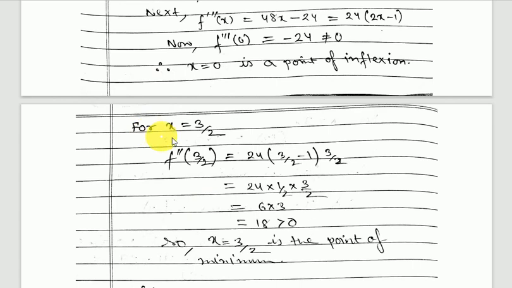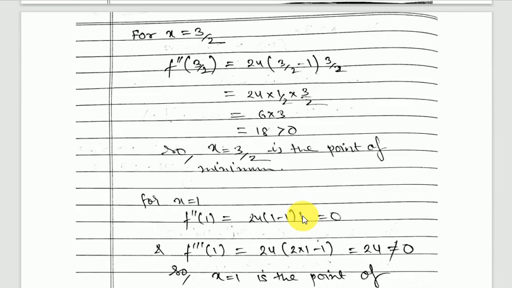And for x equal to 3 by 2, we will check the sign of the second derivative. For the second derivative, wherever you see x, replace that by 3 by 2. After solving, you get 18, which is greater than 0. That means x equal to 3 by 2 is the point of minimum, because here you got the second derivative for x equal to 3 by 2 greater than 0. That's why x equal to 3 by 2 is the point of minimum.